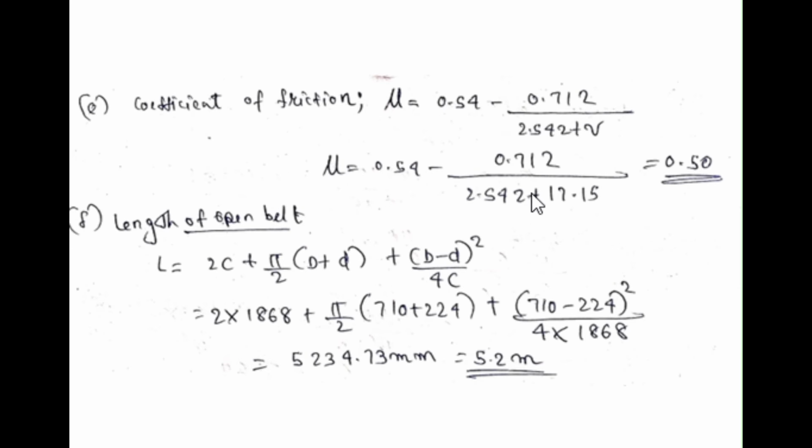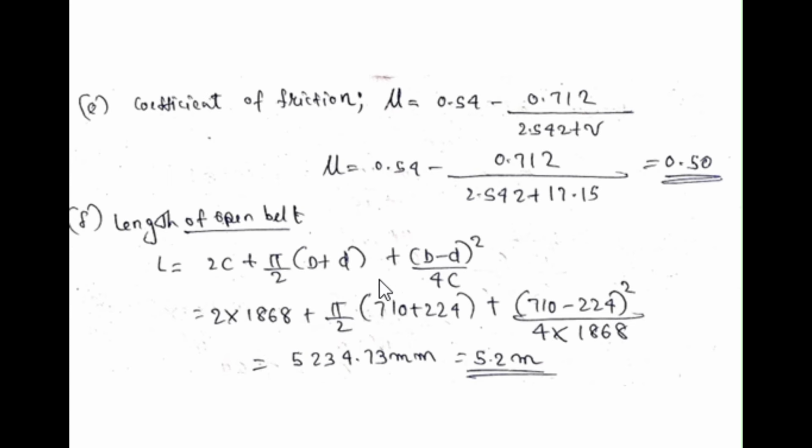Next, you have to find the coefficient of friction. This is based on Barth equation. You can find that also in the data book. This V is the velocity of the belt, which you just found out. So the coefficient of friction will be 0.50. Next, length of the belt. They haven't mentioned whether it is open belt or crossed belt. If nothing is mentioned, you have to take it by default as open belt.